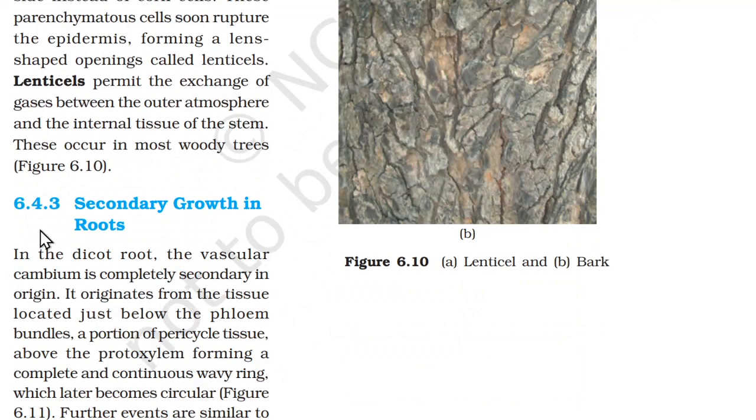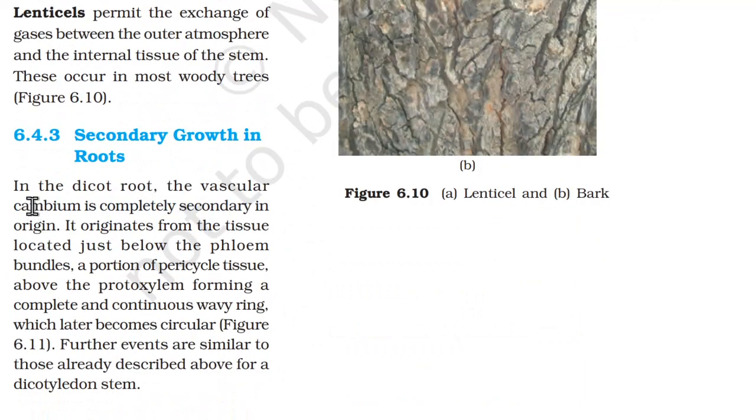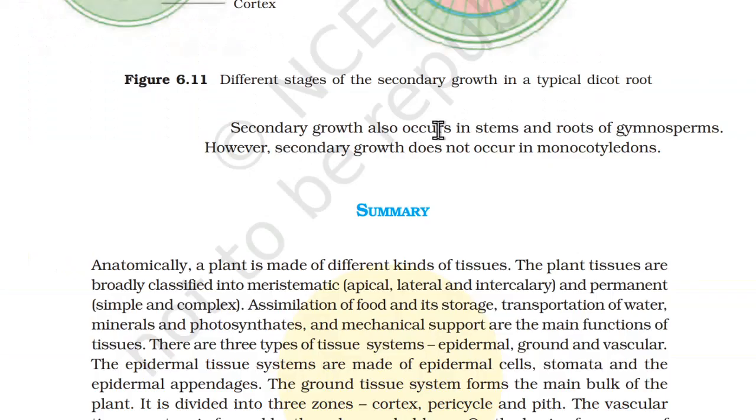6.4.3 Secondary growth in root. In dicot root, the vascular cambium is completely secondary in origin. It originates from the tissue located just below the phloem bundle, and a portion of pericycle tissue above the protoxylem, forming a complete and continuous wavy ring which later becomes circular. Further events are similar to those already described above for dicotyledon stem. Secondary growth also occurs in stem and root of gymnosperms. However, secondary growth does not occur in monocotyledons.